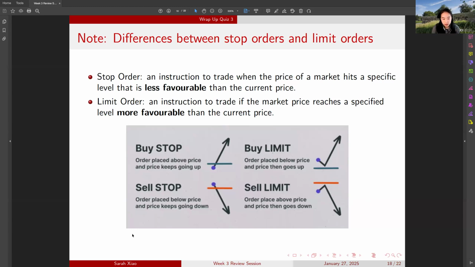So the purpose of the investor who placed a stop order, if he placed a sell stop order, is due to loss aversion, because the price of the asset keeps going down. He wants to minimize his loss. So if the price keeps going down, he wants to sell this asset at some point.